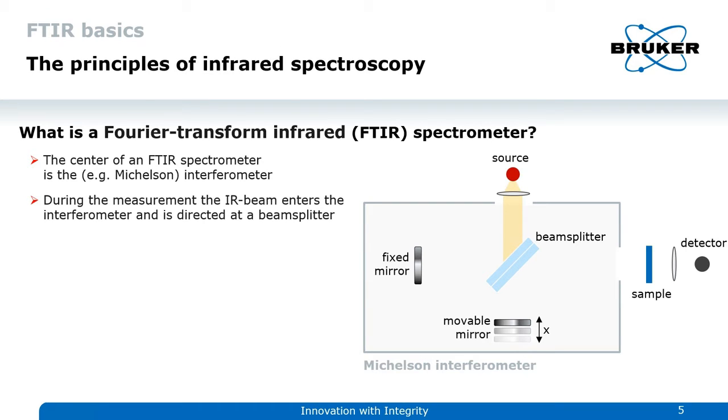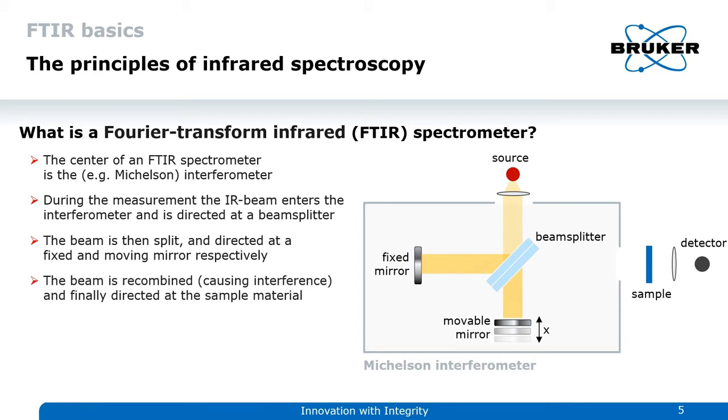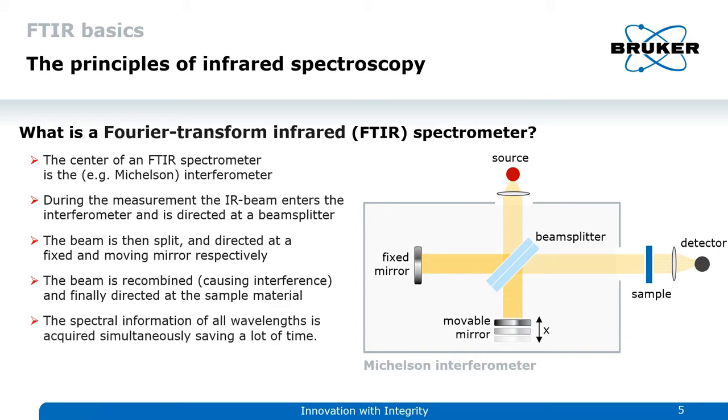During the measurement, the IR beam enters the interferometer and is directed at a beam splitter. The beam is then split and directed at a fixed and a moving mirror respectively. The beam is recombined, causing interference, and finally directed at the sample material. The spectral information of all wavelengths is acquired simultaneously, saving a lot of time.